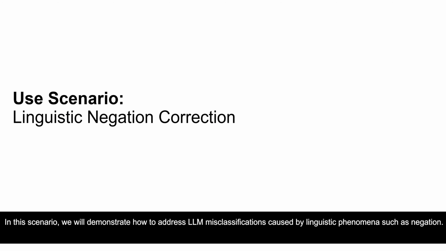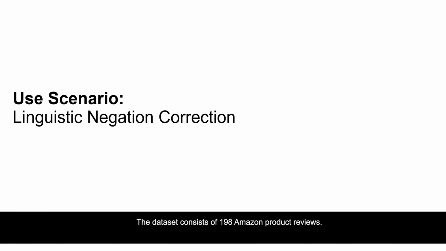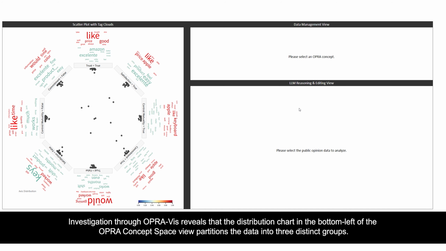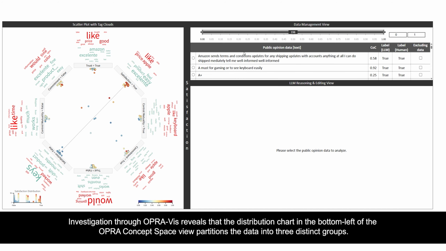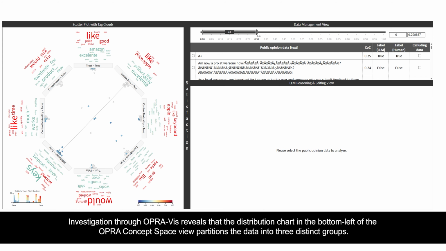In this scenario, we will demonstrate how to address LLM misclassifications caused by linguistic phenomena such as negation. The dataset consists of 198 Amazon product reviews. Investigation through OPRA-Vis reveals that the distribution chart in the bottom left of the OPRA Concept Space View partitions the data into three distinct groups.